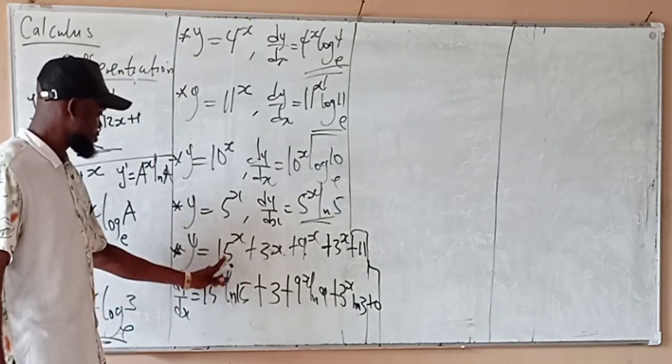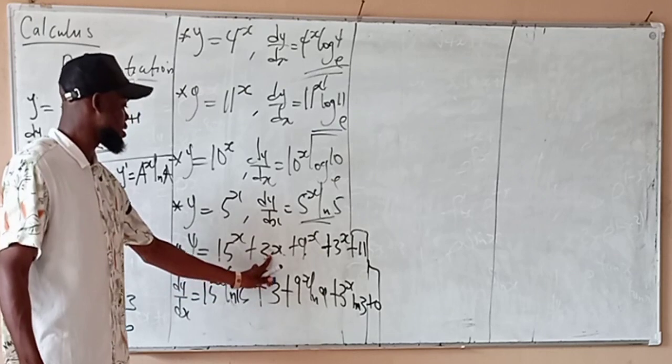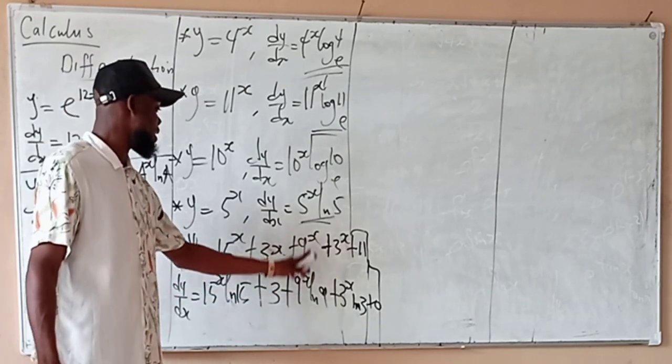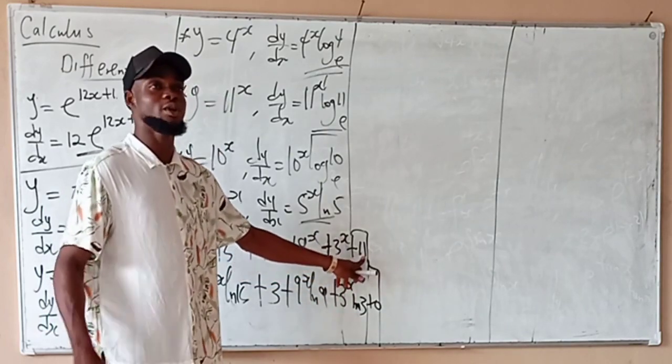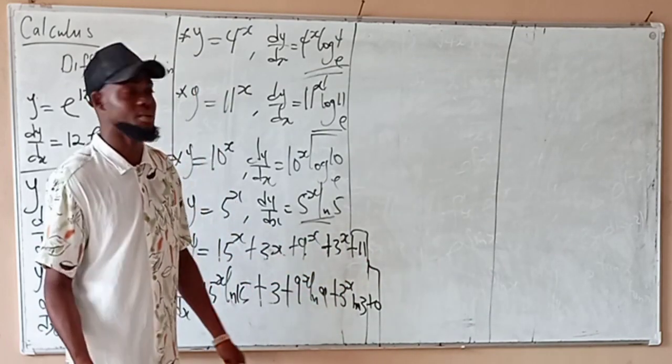So I'll give this one 15 raised power x ln 15, plus 3, plus 9 raised power x ln 9, plus 3 raised power x ln 3. Differentiate 11, because there's no x there, gives you 0. That's why I go back.